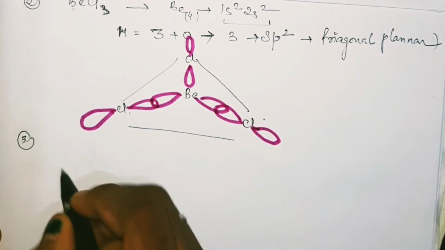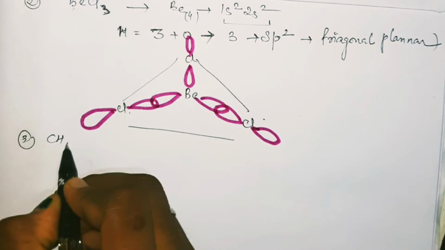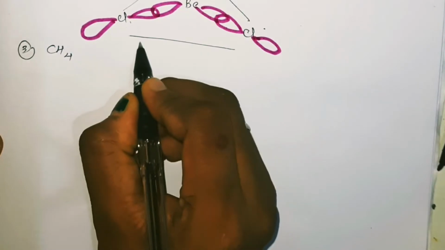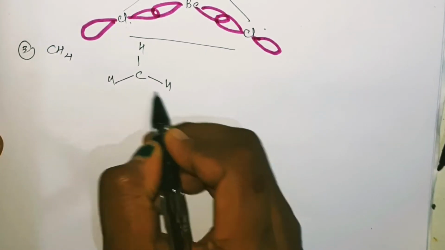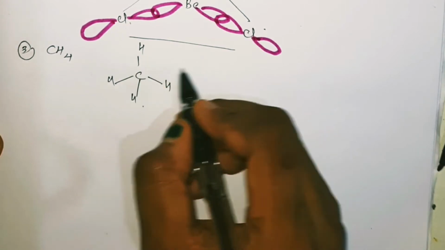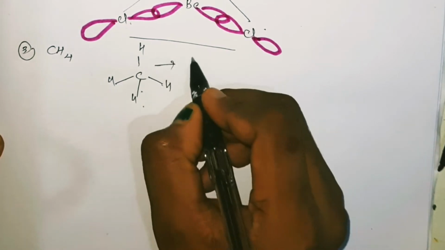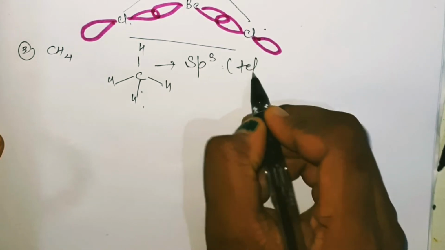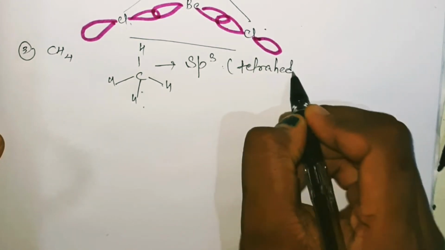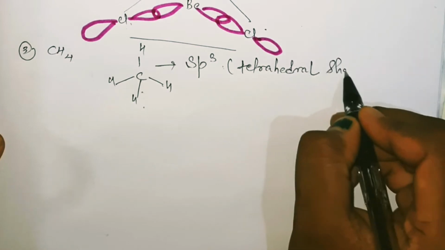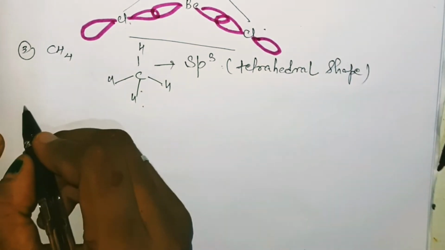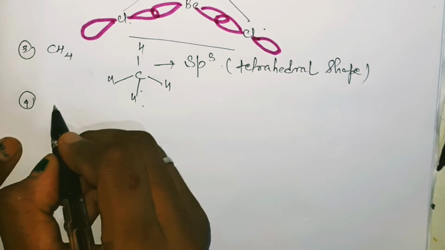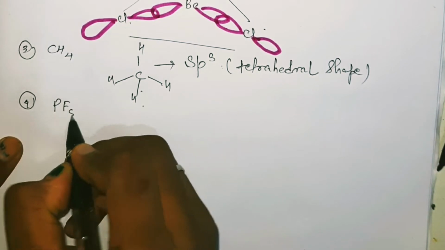Now we will go for the third example, that is methane. You know, methane carbon, last time also I told it is this shape. Why? Because it has 4 sigma bonds, and hence it is sp3, and sp3 means tetrahedral. These things you have to remember. Tetrahedral shape.